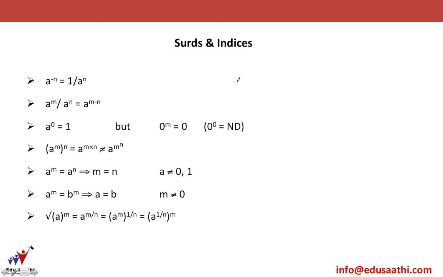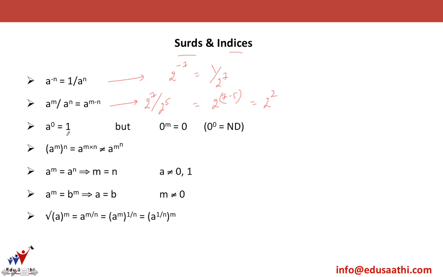Next topic, which is on surds and indices. A raised to power minus n is nothing but 1 by a raised to power n. This means that if I have 2 raised to power minus 7, then this is equal to 1 divided by 2 raised to power 7. Similarly, if I have 2 raised to power 7 divided by 2 raised to power 5, this is nothing but 2 raised to power 7 minus 5, or this is equal to 2 raised to power 2.